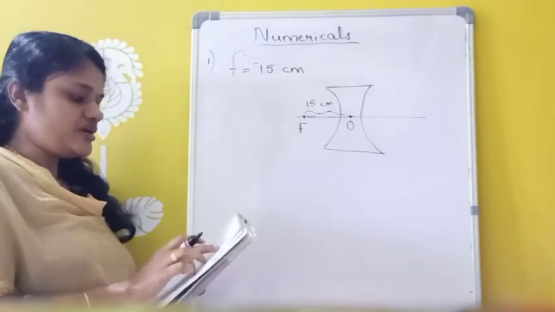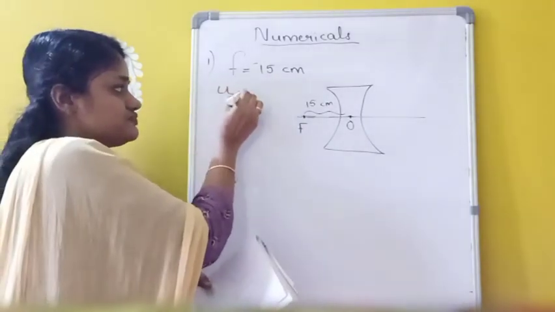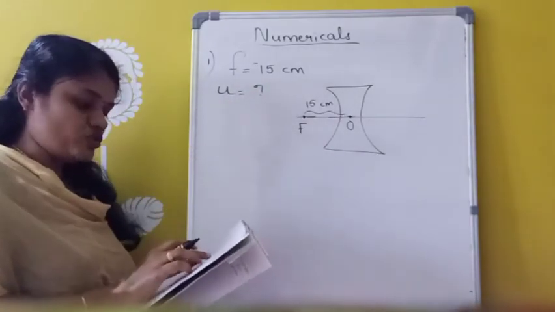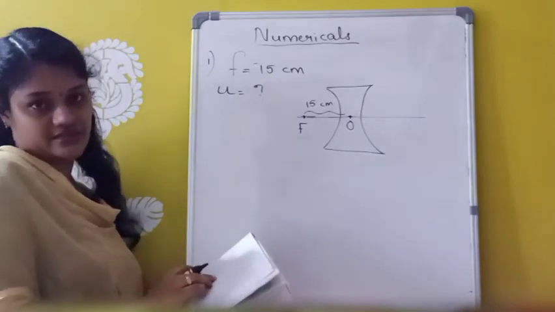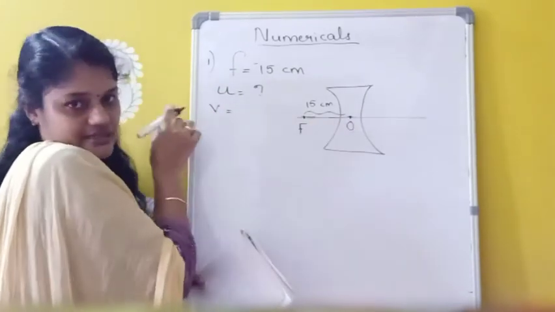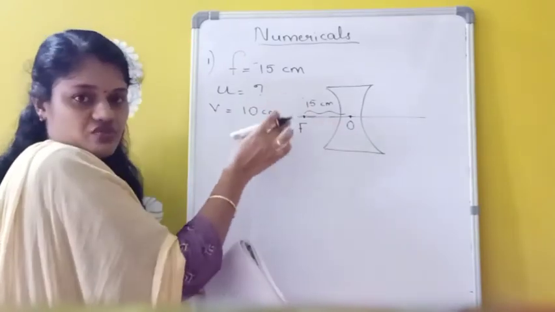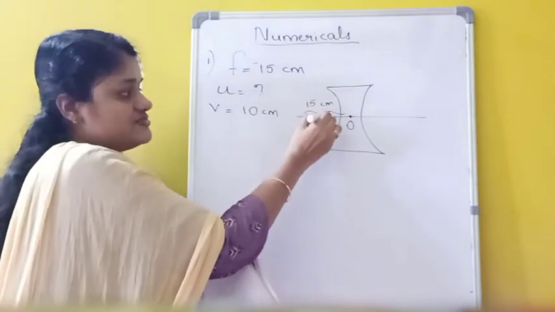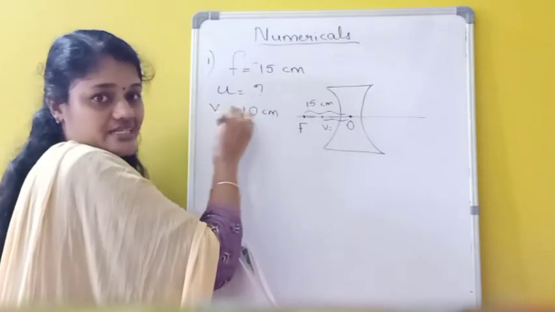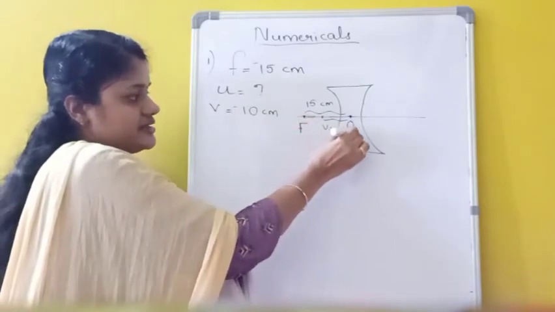Then, at what distance should the object from the lens be placed? That means we have to find the object distance u. So, we have to find where this object is placed, so that it forms an image at 10 cm from the lens. That means image distance is given. So, v equals 10 cm. In the case of concave lens, we are always getting the image only on which side? On the left side only. That means this v must be always positive or negative? Negative. So, v equals minus 10 centimeter.